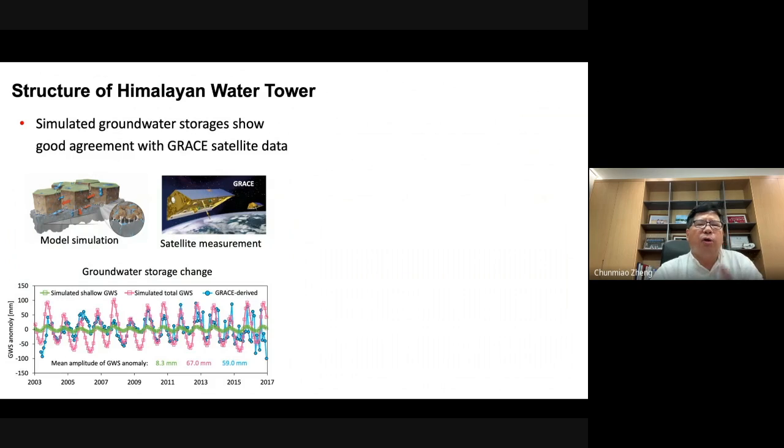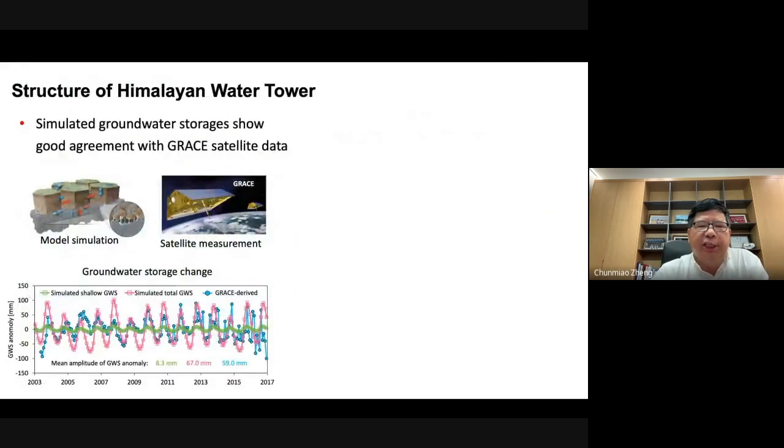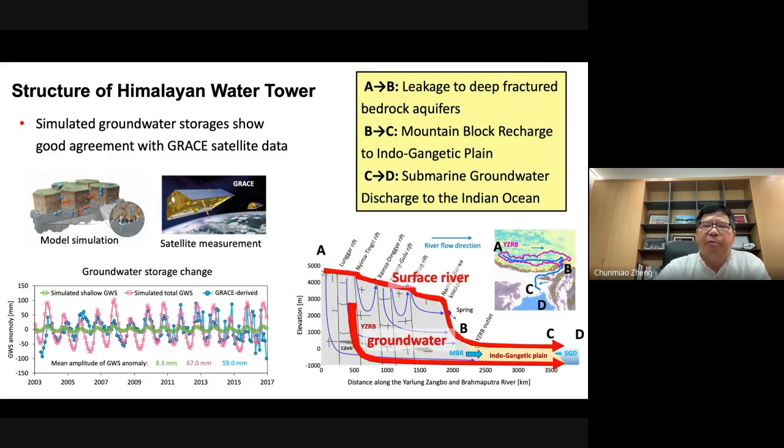Okay, so this GRACE, the geophysical remote sensing work, is very important. It provided this basin-wide storage change. So we were able to compare our model simulation with the satellite data, and they agree quite well. This gives us the confidence that the model will be reliable.